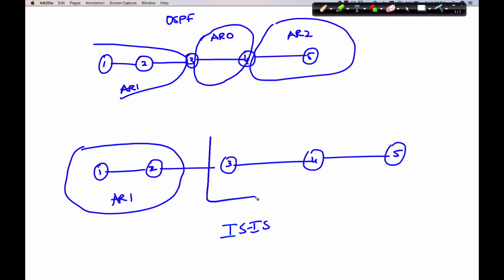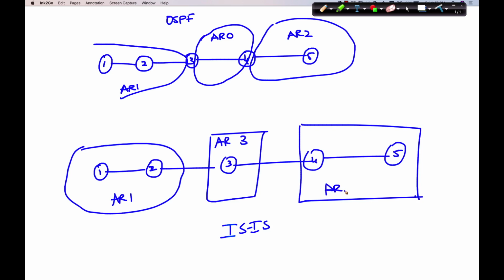Router 3, let's assume, belongs to area 3. And then routers 4 and 5 belong to area 2. So now I have area 1 on the left side, router 3 completely in area 3, and routers 4 and 5 in area 2. Here, it's absolutely no problem. If you notice, the diagram looks different from OSPF. In OSPF, I had one interface of R3 in area 1 and one interface in area 0. But in ISIS, the entire router belongs to an area.